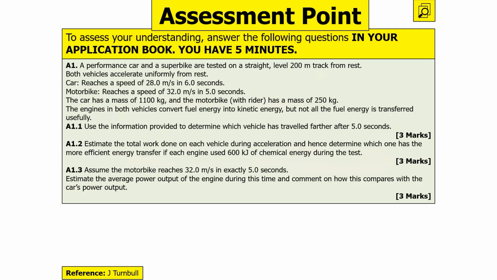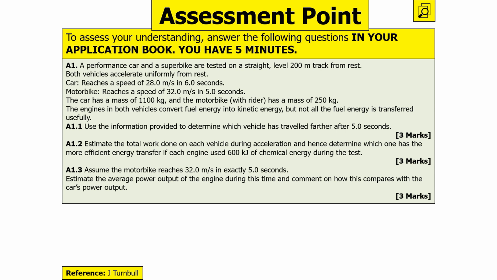A performance car and a superbike are tested on a straight, level, 200-meter track from rest. Both vehicles accelerate uniformly from rest. The car reaches a speed of 28.0 meters per second in 6 seconds. The motorbike reaches a speed of 32 meters per second in 5 seconds. The car has a mass of 1,100 kilograms and the motorbike has a mass of 250 kilograms.